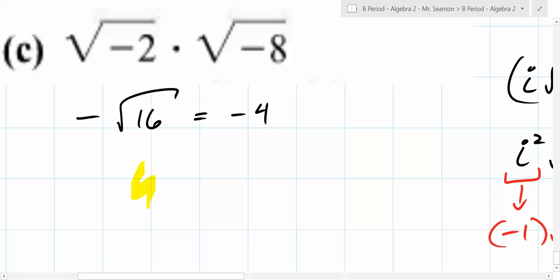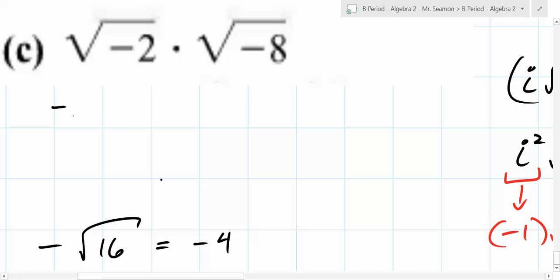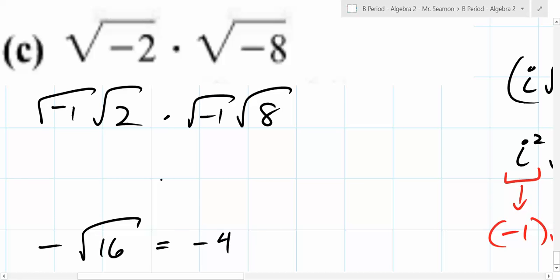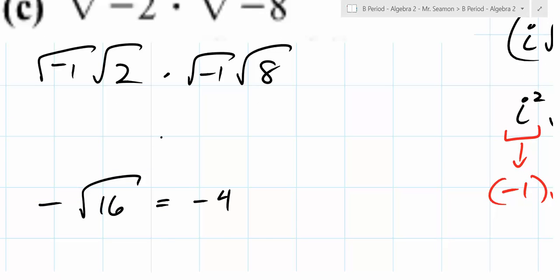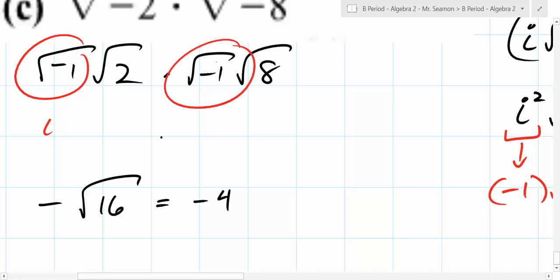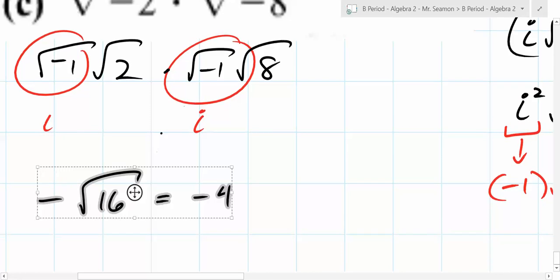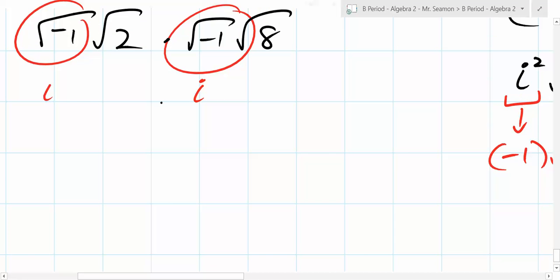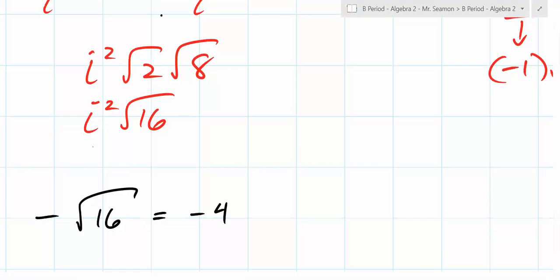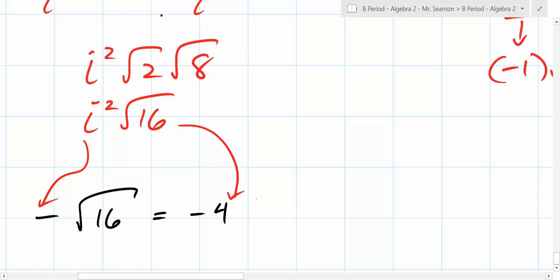The reason for that is, if we did out the steps, if I move this down, we can do the same steps. This is going to be the square root of negative 1 times the square root of 2 times the square root of negative 1 times the square root of 8. But what is the square root of negative 1 by definition? This is i, and what is this? i. So you can do the same work we did before, and what do you end up with? i squared times the square root of 2 times the square root of 8. What's 2 times 8? 16. But what is i squared? Negative 1. And what is the square root of 16? 4. So you have to do this very, very carefully.